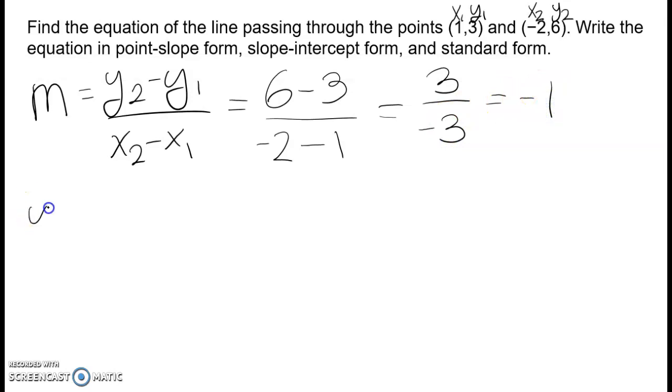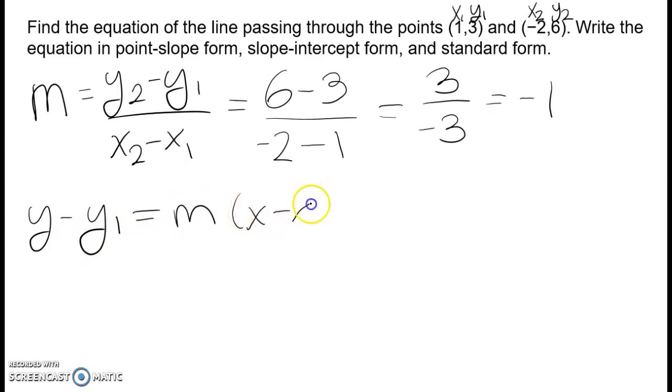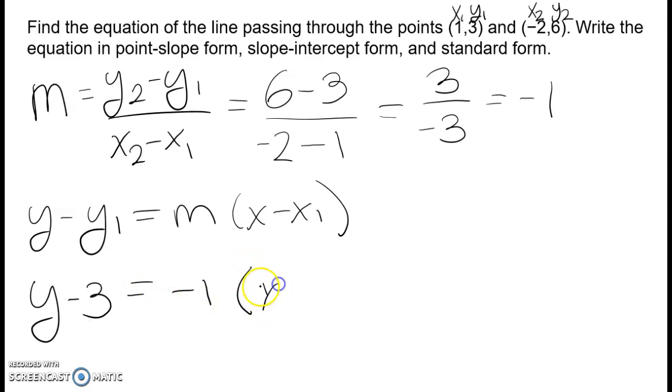Okay, point-slope form says take y minus y1 equals m times x minus x1. So if I plug in what I know, I get y minus 3 equals negative 1 times (x minus 1). Okay, and there's our point-slope form. And from this point, we can move on to our slope-intercept form.